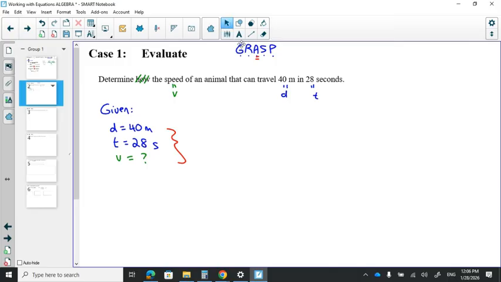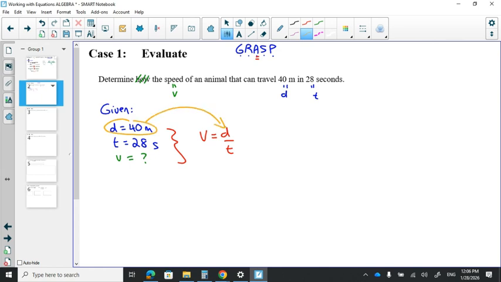And that, of course, is that speed equals distance over time. Okay, speed equals distance over time is the key concept, equation, relationship that relates these things. So at this point, you want to put numbers in where they belong, right? So you've got d equals 40, so that's going to go in for d, and we've got 28 for the t.